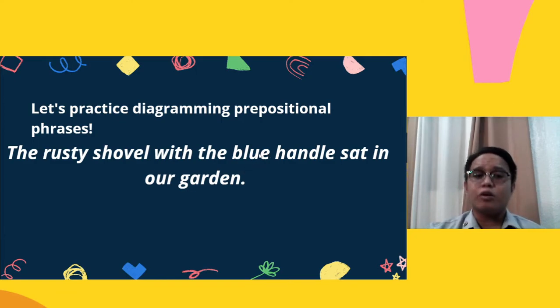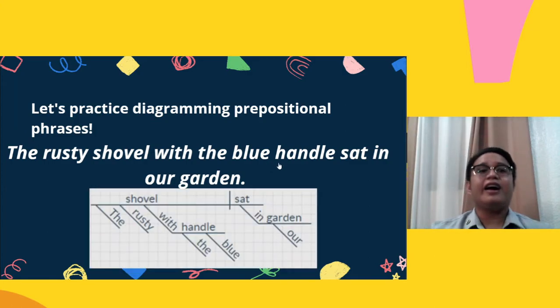And then underline once all the nouns. So we have the shovel, we have the handle, and we have the garden. And underline twice all verbs. Unsa itong verb diri? It is sat. So we underline it twice. So the correct answer is, tada, the rusty shovel with the blue handle sat in our garden.